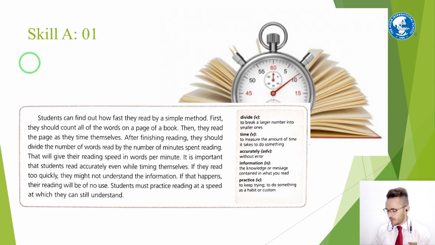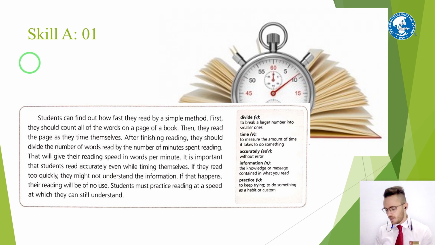Word number 4, information. I think we all know what that is. And number 5, practice, to keep trying or to do something as a habit or custom. To try and get better at something, we have to practice. So those are your words. Please pause the video now and read through yourself, and I'll read it for you in a moment. Okay, you should have read through that yourself. I'll now go through it and you can listen to pronunciation.